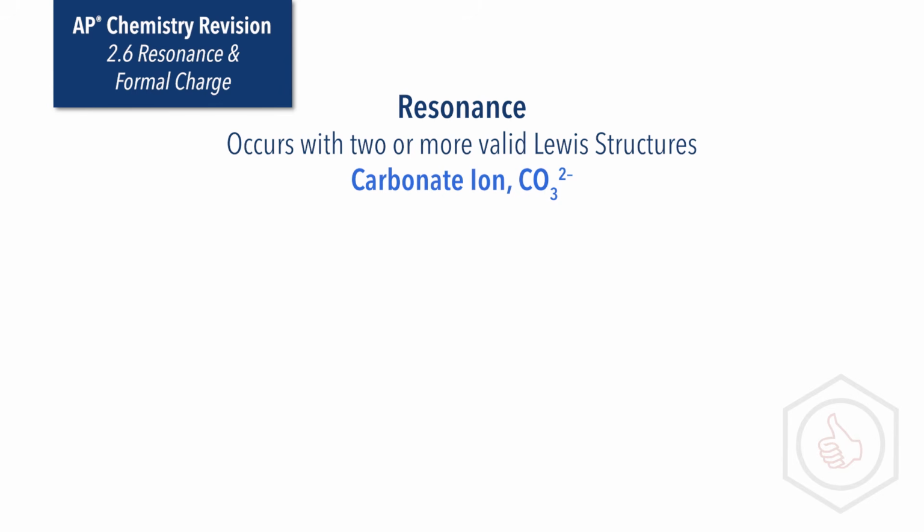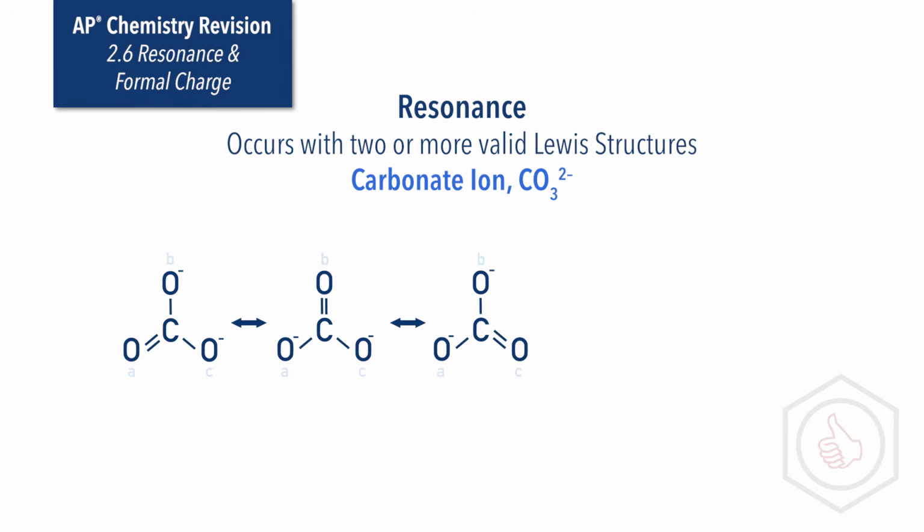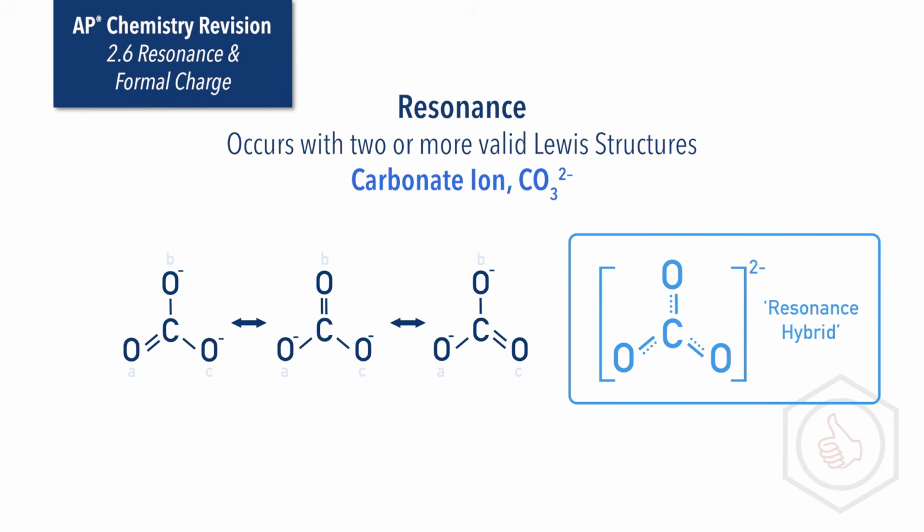We see something similar with a carbonate ion. CO32- can be represented with having a double bond between oxygen A and the carbon, a double bond between oxygen B and the carbon, or a double bond between oxygen C and the carbon, with all the other oxygens having single bonds. Again, none of these is actually the correct true structure, and instead the resonance hybrid will be an average of all three, all the oxygen-carbon bond lengths actually being the same.